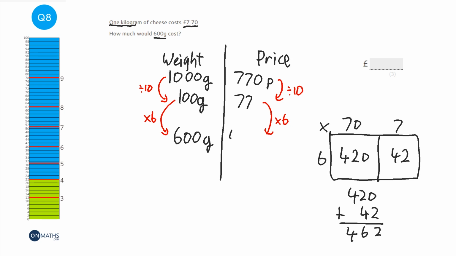2, 6, 4. So it's 462 pence, but in pounds it would be £4.62. Last thing, just check it makes sense. Well, we've got just over half, so therefore the price is just over half, so it looks good to me.